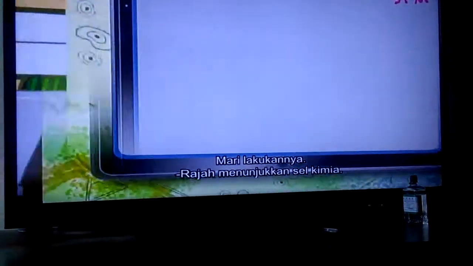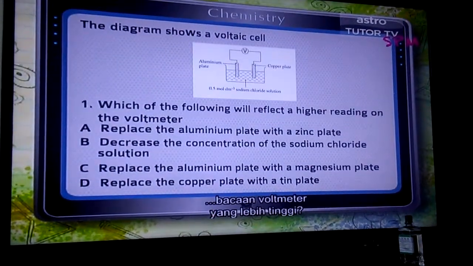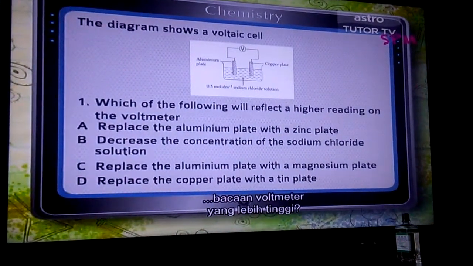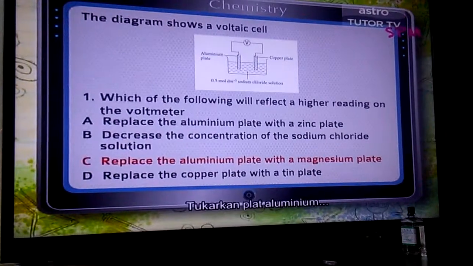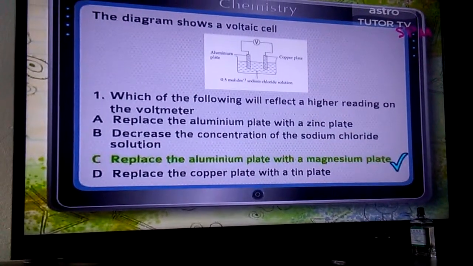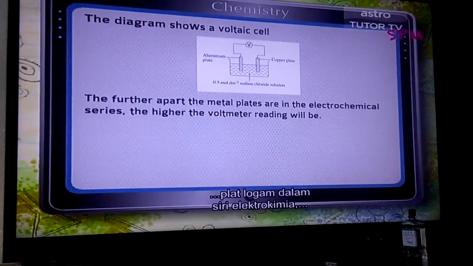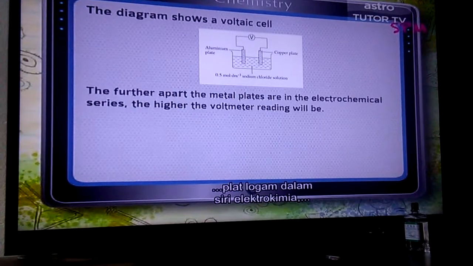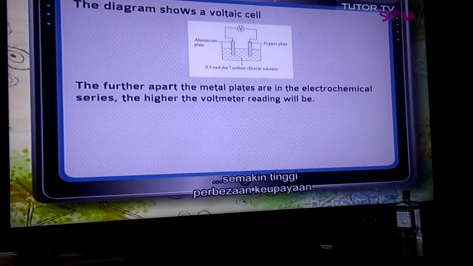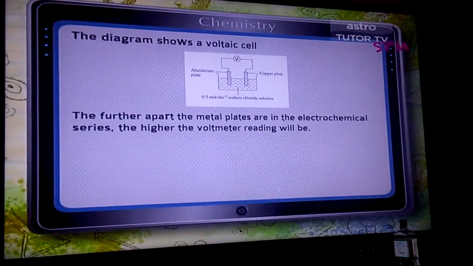Bring it on! Diagram shows a voltaic cell. Which of the following will reflect a higher reading on the voltmeter? The answer is C. Replace the aluminium plate with a magnesium plate. Whoa! Okay, explain. The further apart the metal plates are in the electrochemical series, the higher the potential difference. So the higher the voltmeter reading will be.